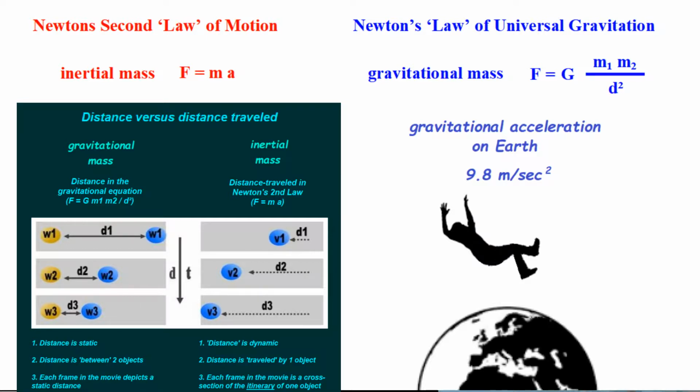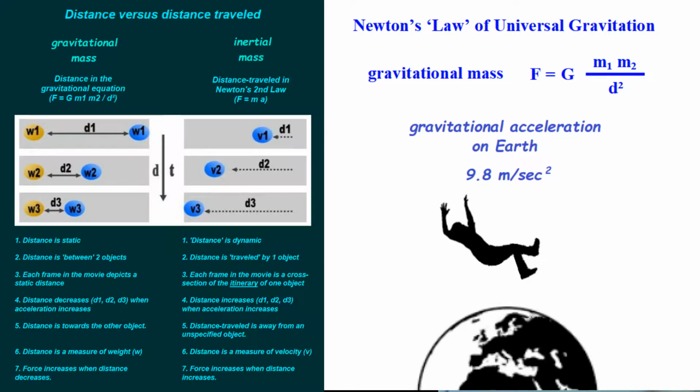Here I've put it in a little chart, and you can see the differences. Let's see if I can read this. It's kind of little, so let me make it bigger. It goes like this. The gravitational mass on the left, the distance is different than the distance traveled in Newton's second law. Distance traveled means an object travels away from another object, whereas the physical distance, the first one, gravitational mass, is simply the separation between two objects. So those two are a little different.